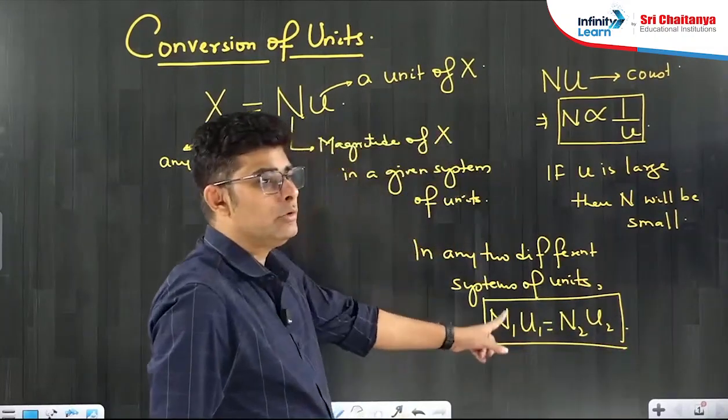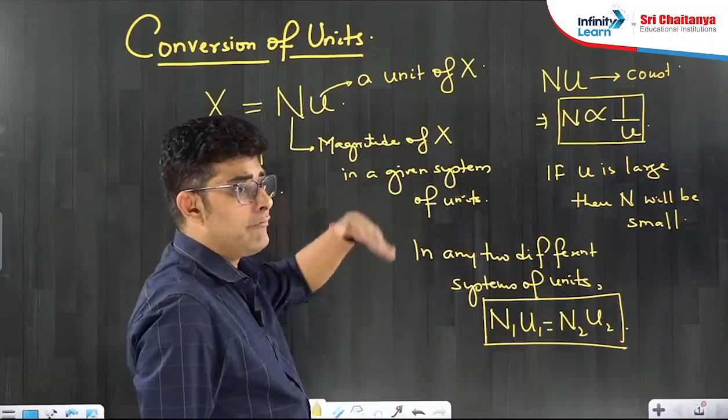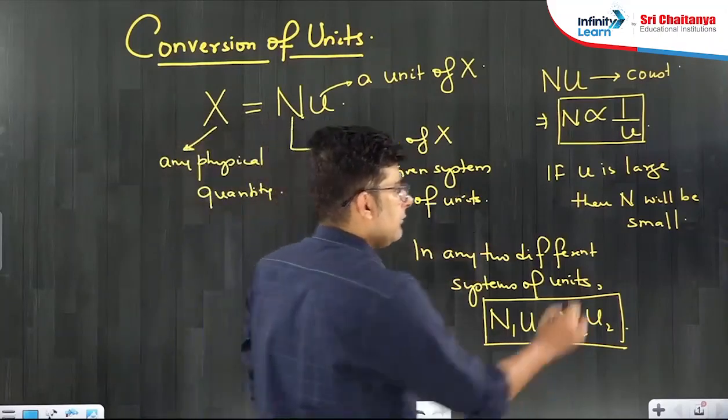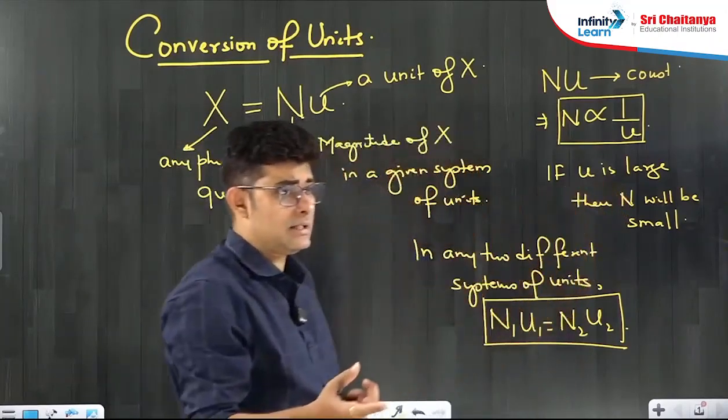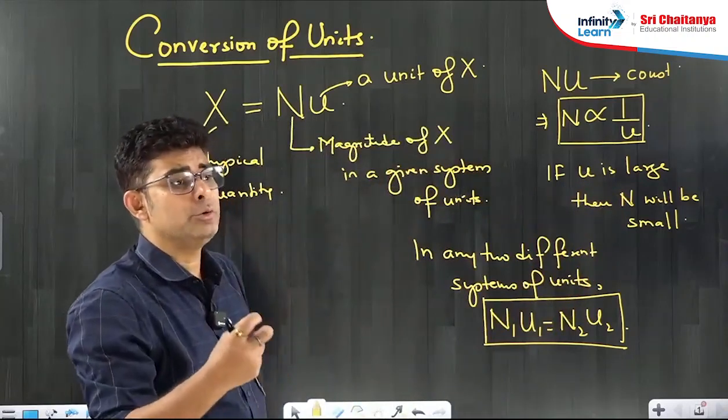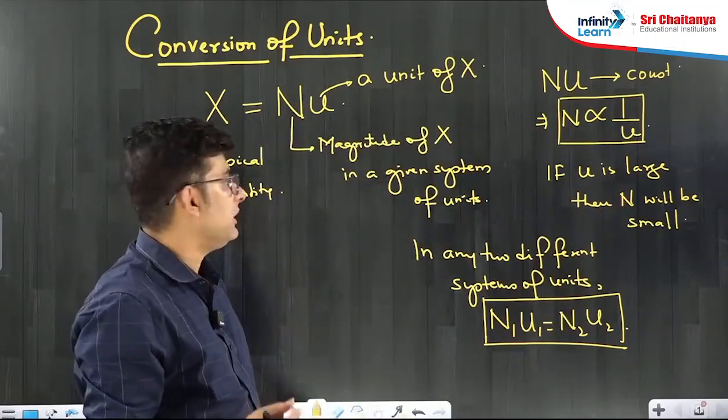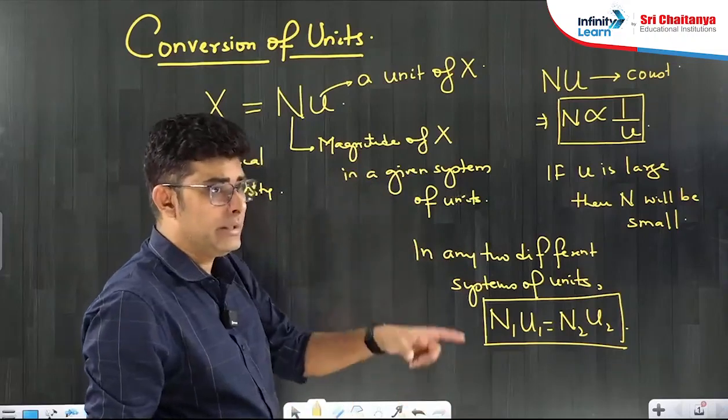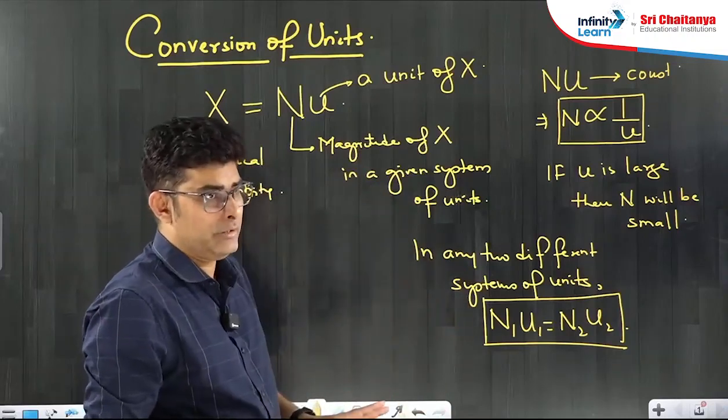n1 u1 is equal to n2 u2. So this applies for every case. What happens here is, wherever the unit is larger, the corresponding magnitude will be smaller. Magnitude is the value. I will take an example. Listen carefully, you will get answers to everything.